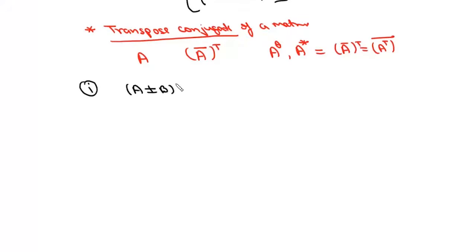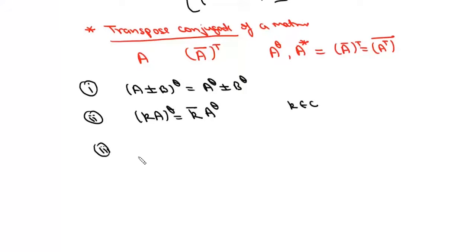Now properties of transposed conjugate: A plus minus B conjugate transpose is equal to A conjugate transpose plus minus B conjugate transpose. Second one is K into A conjugate transpose is equal to K bar into A conjugate transpose, where this K is a complex scalar. Third one is transpose conjugate of a transpose conjugate is simply equal to A. And fourth one is AB conjugate transpose is equal to B conjugate transpose into A conjugate transpose.